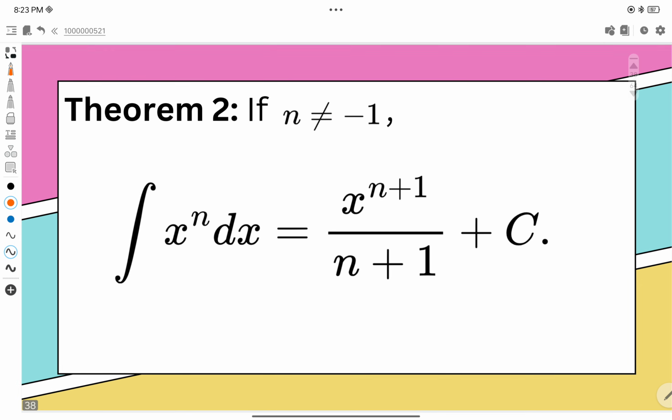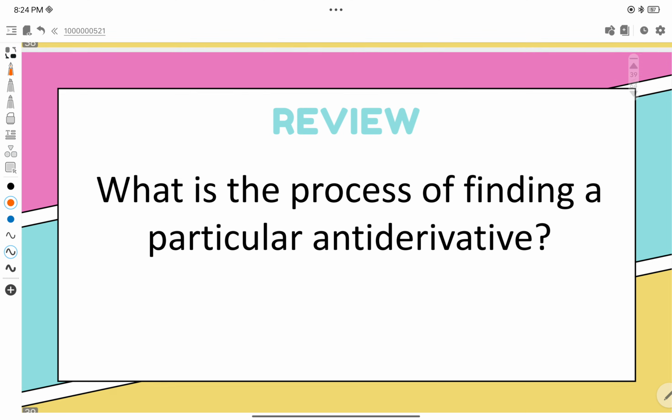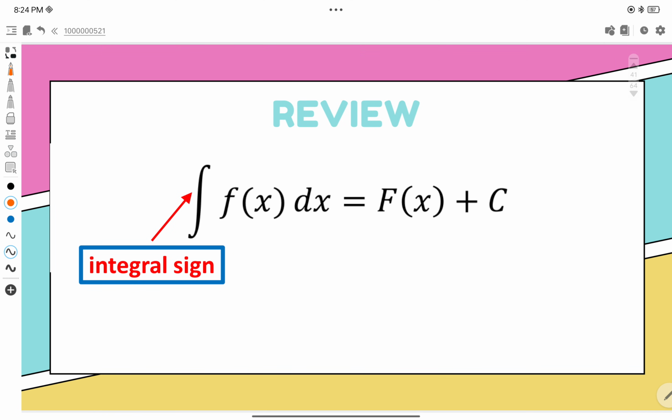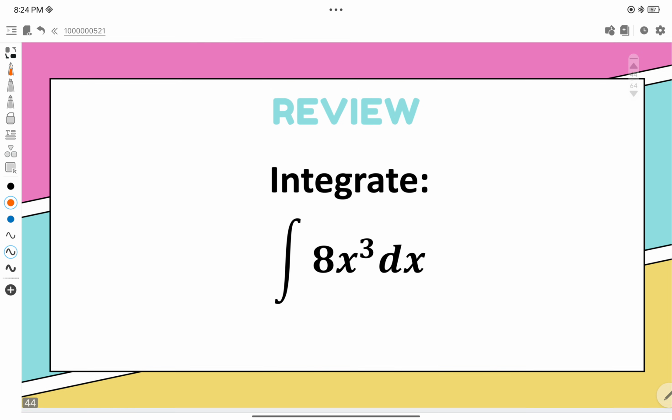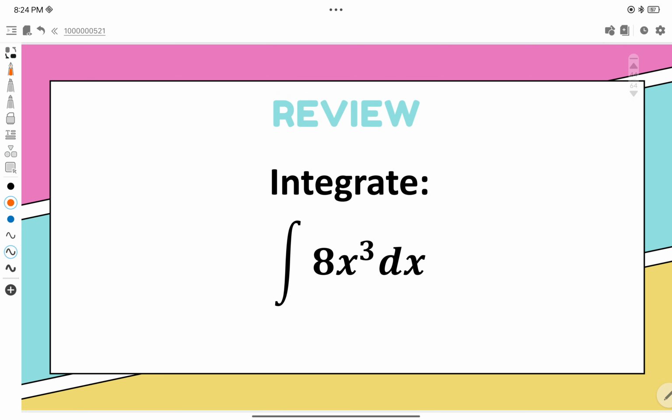Okay, so this is the first integration formula. If the integrand is the power function x to the n, then the antiderivative is just x to the n plus 1 over n plus 1. This is a review. Later on, I will share a special case of that theorem. Here, we will apply that theorem, that integration formula.